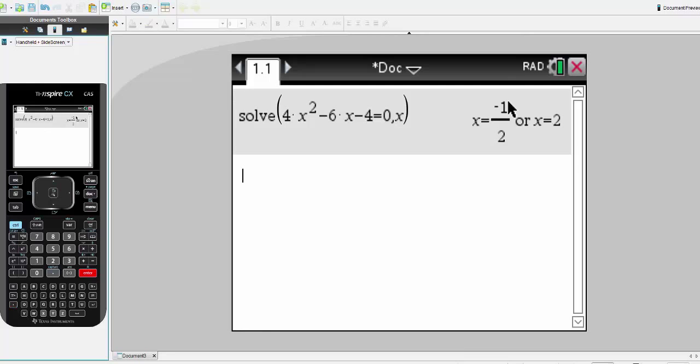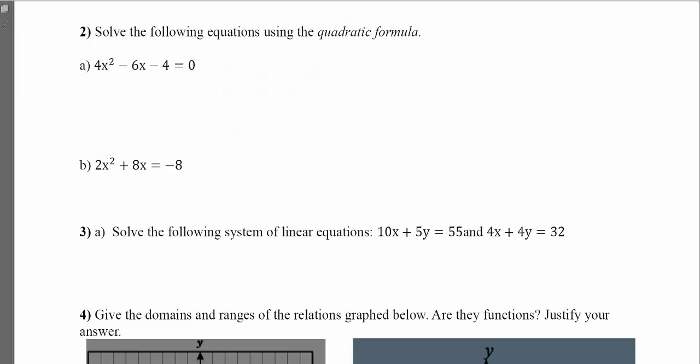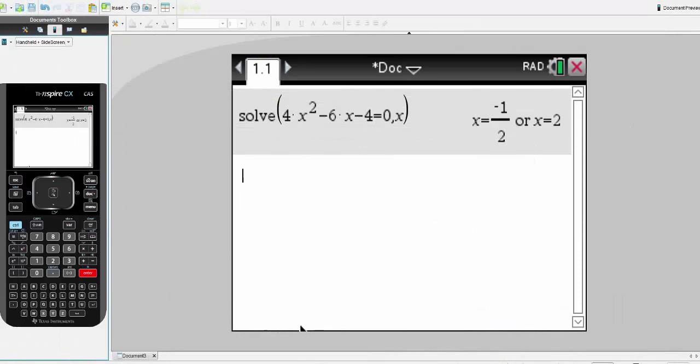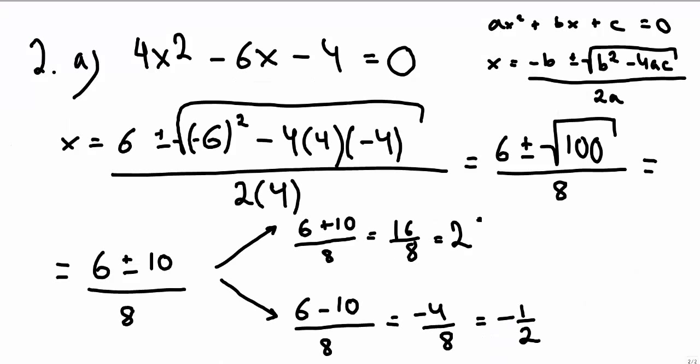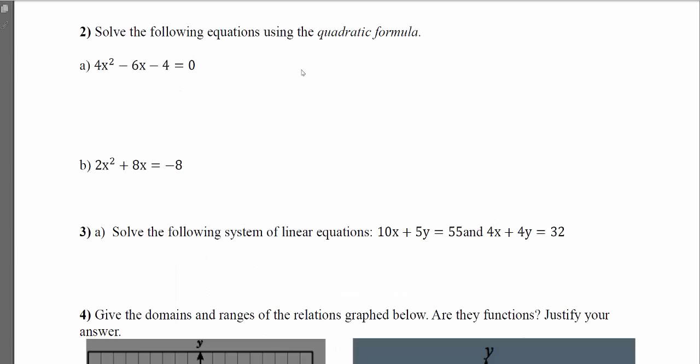And then we had minus 1 over 2 or 2. What did we get? 2 and minus 1 over 2. Correct. So let's move on. So you'll do the second one, just trying to work it out with the quadratic formula or the general formula.